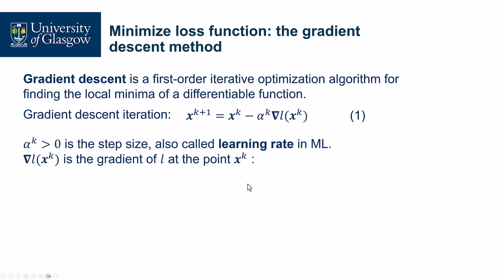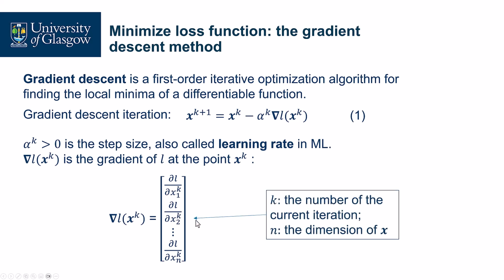This has several pieces of information in it, right? If we write it in detail, it is the partial derivatives of the loss function L with respect to each of the variables x1k up to xnk. We call it the gradient. Here k is the number of the current iteration, and n is the dimension of x. So this is the gradient of L at xk.